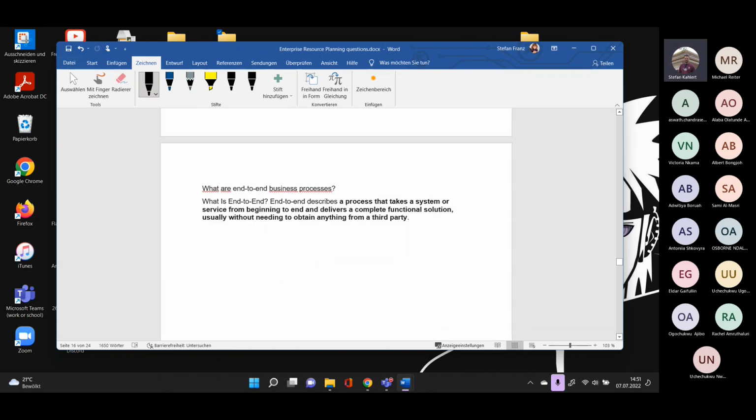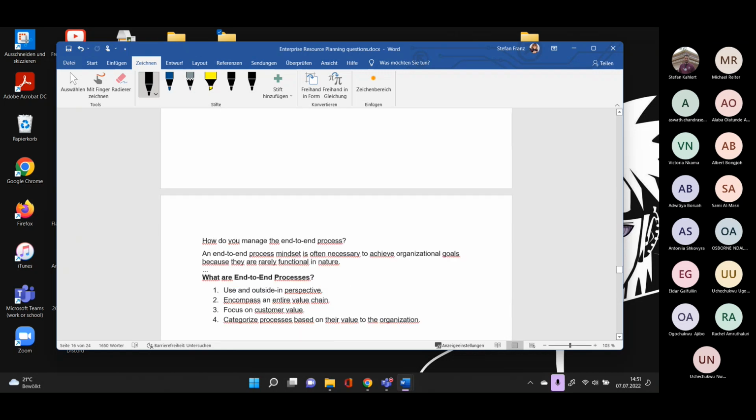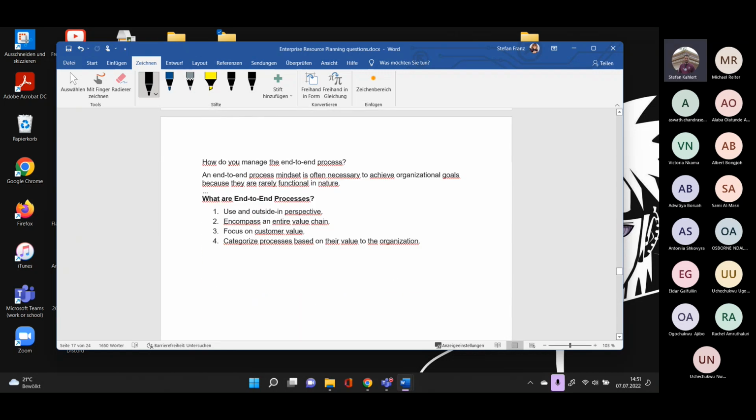End-to-end business process. This is a full process where you have, you remember this cycle, right? Where you start with discussion, quote, order, invoicing, order, goods received. If you have such a full process, this is an end-to-end process. How do you manage that?